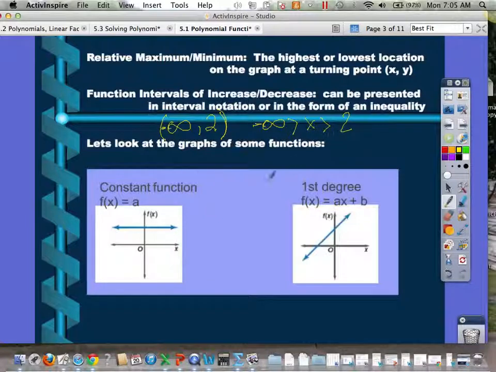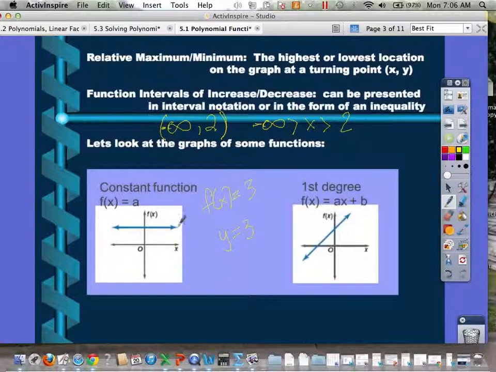F of x is equal to a. That's going to be similar to f of x is equal to 3, or y is equal to 3. Okay, the degree is going to be 0, and it is a constant. It does not change its slope or anything like that.